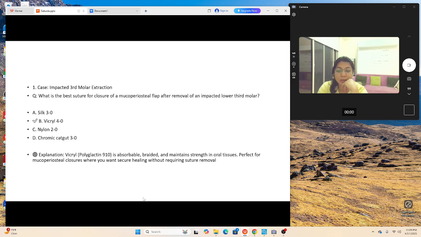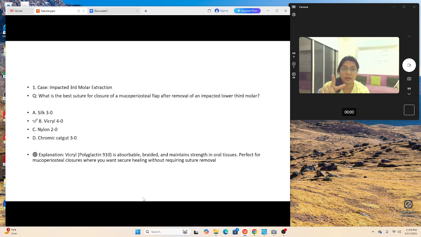Vicryl is absorbable, braided, and maintains strength in oral tissues. Perfect for mucoperiosteal closures where you want secure healing without requiring suture removal. Understood? Vicryl 4-0. There is Vicryl 3-0 also, but apparently for an impacted third lower molar, once you are closing the mucoperiosteal flap, 4-0 is good.